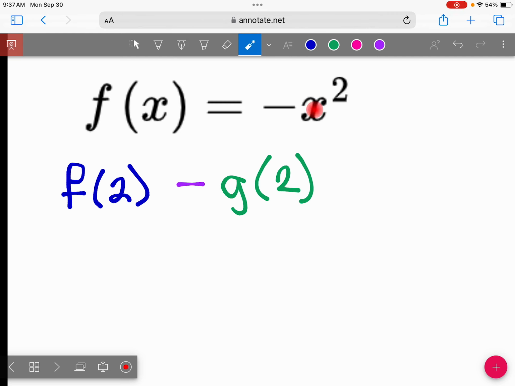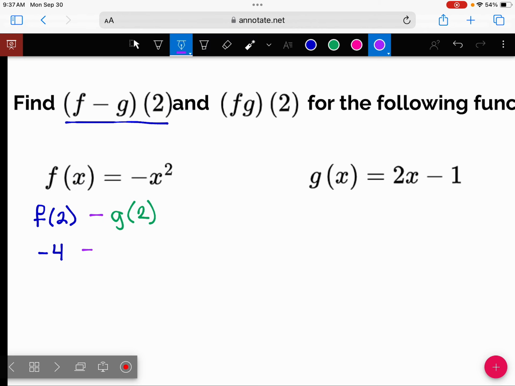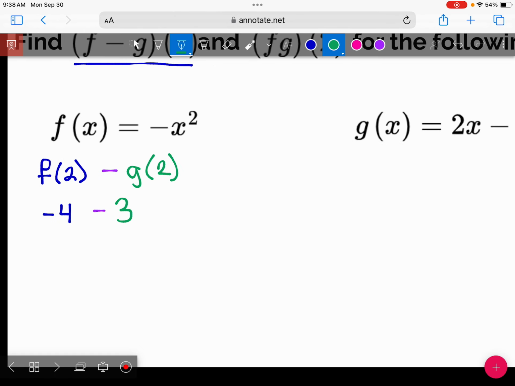Yeah, because we put a 2 in here and replace this x, so 2 squared is 4 times -1 is -4. So -4. What is g of 2 going to equal? We're going to put 2 in here and replace this x. 2 times 2 minus 1. 3. So evaluate it in each of those places. Then we're left with -4 minus 3. What's -4 minus 3? -7.